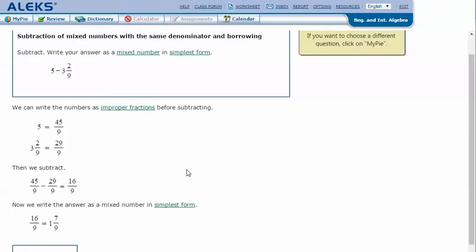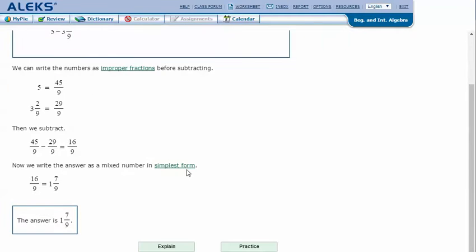Another way we could do this was to make improper fractions before subtracting. So we could take the 5 and make it into 45/9, and then take 3 2/9 and do 3 times 9 is 27, plus 2 is 29. So then we have 29/9. So now we can subtract. 45 minus 29 is 16/9.